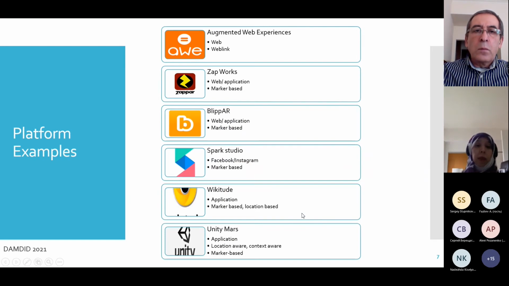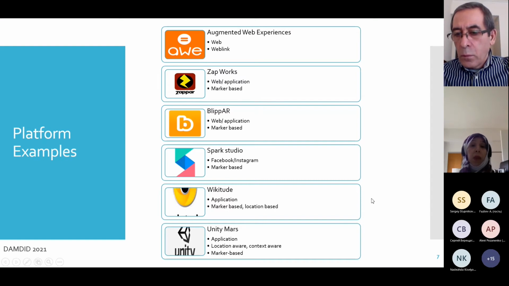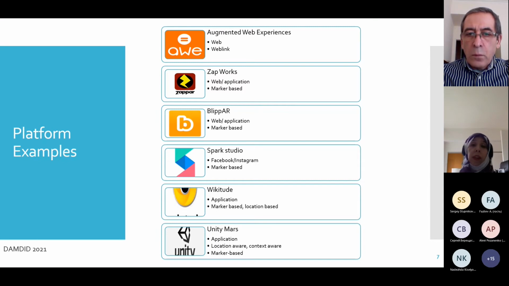There are many platforms that support augmented reality experience creation. These are some examples. These applications have complete creation capabilities, from the design to the release of the experience and viewing it. These are different types. The first one is the augmented web experience, which is web-based. Then we have ZapWorks, which has both capabilities, with the experience being viewed on the web or in a specific application. It is marker-based. It uses a special marker that the application creates for the user to view the experience.